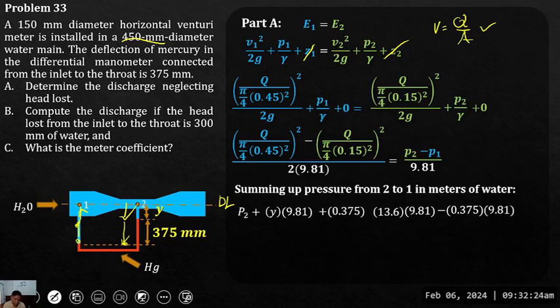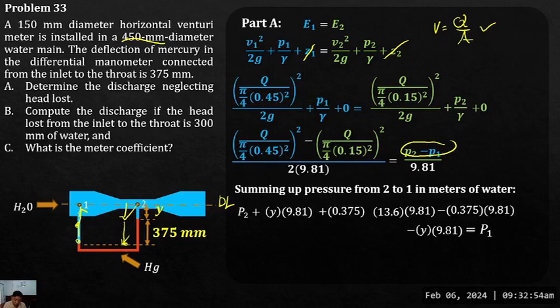0.375 times unit weight, that is 9.81. Tapos, akyat tayo ulit. That's going to be minus y times 9.81 ulit. Equals P1. Okay, so yung gusto natin malaman, P2 minus P1 po. Of course, magka-cancel si y times 9.81 tsaka negative y times 9.81. Isolate natin si P2 minus P1.